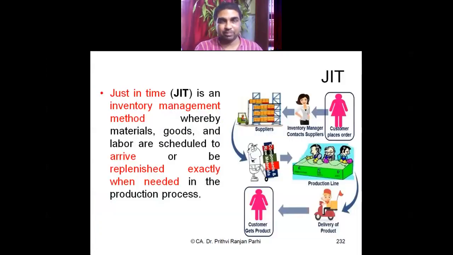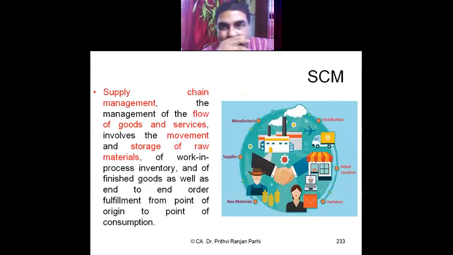That is the purpose. One more technique is available, which is called just-in-time or JIT. It is also an inventory management system whereby goods, materials, labor, etc. are scheduled to arrive exactly at the time when required. That means exactly at the factory gate when it is required, the things will be arriving. So you'll be saving the storage cost. Whenever you need, you don't have to store anything. Exactly on time, things will arrive. That is called JIT technology.